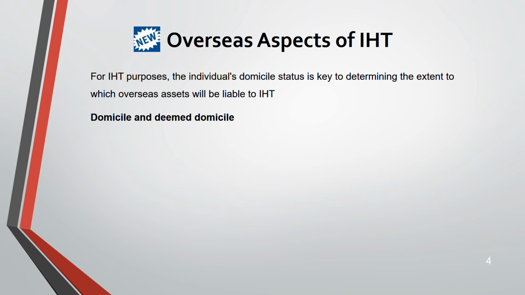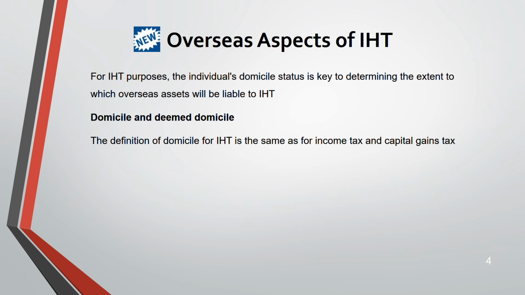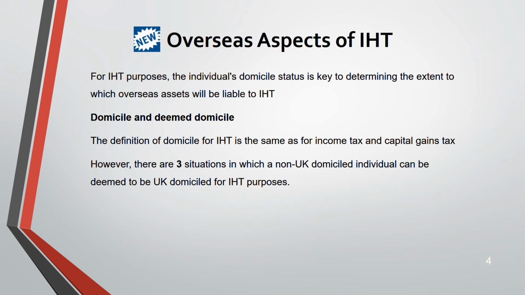Okay. Domicile and deemed domicile, there were two terms. So as I told you, the definition of domicile for IHT is the same as for income tax and CGT. Thank God. However, whenever the word however comes, these are the differences. There are three situations in which a non-UK domicile will be considered a UK domicile only for IHT purposes, not CGT and income tax. Income tax and CGT work in a similar way, okay, in terms of overseas aspect, whether it is domicile or not. If it's domicile, for income tax also it is UK domicile, for CGT also it is UK domicile. But when it comes to inheritance tax, it is dealt with a little differently, okay.